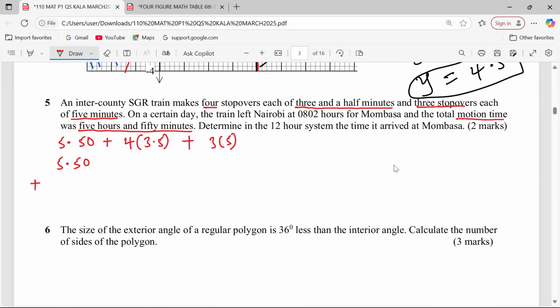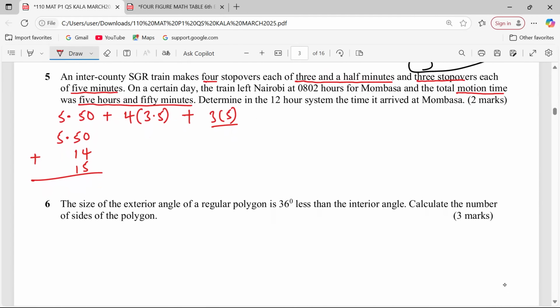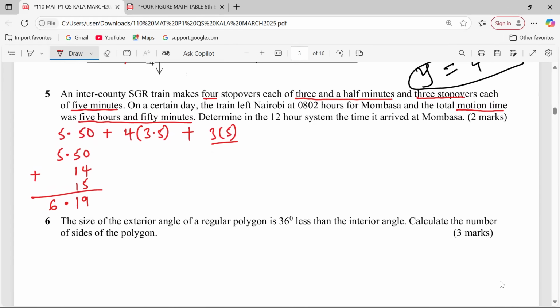Those are the hours the train was in motion. Then when we add the time it is stopped, there are 14 minutes according to the first 4 stopovers, and the other 3 stopovers are giving us 15 minutes. So what do we get here? We are going to get 79 minutes. 79 minutes means we'll have 19 minutes and 60 minutes will become an hour. So that this becomes 6. So 6 hours, 19 minutes are the total time taken.